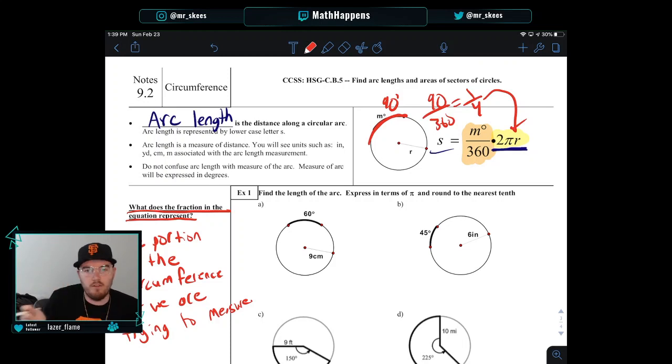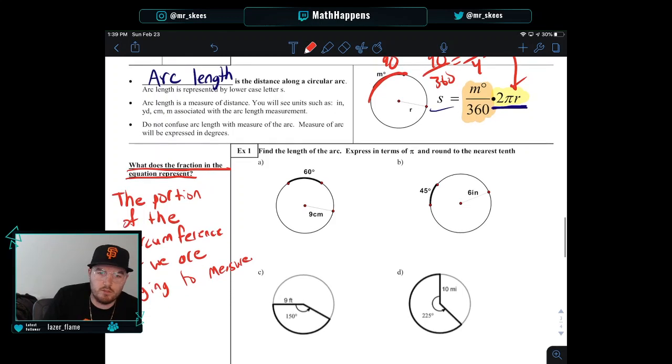I don't want all of the circumference. If that fraction didn't exist, we'd just be finding circumference. But do I want to know half the circumference? Do I want to know that arc? Do I want to know 1/4 of it? Do I want to know 1/5 of it? Do I want to know 1/17 of it? I don't know what I'm trying to find.